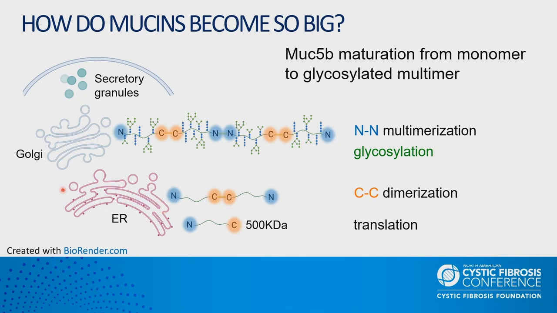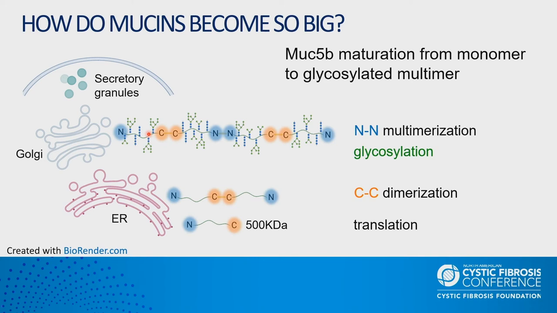Then they proceed to the Golgi network, where two things happen. The first thing is that they keep being elongated, they keep multimerizing, and this time, the only domain that they have available and free is the N-terminal domain. So there is multimerization through the N-terminal domain. And all these multimerizations are mediated by formation of disulfide bonds. The other thing that happens in the Golgi, they get heavily glycosylated, and once the whole process is finished, they're ready to be packed, put in secretory granules, either stored inside the cells or secreted.